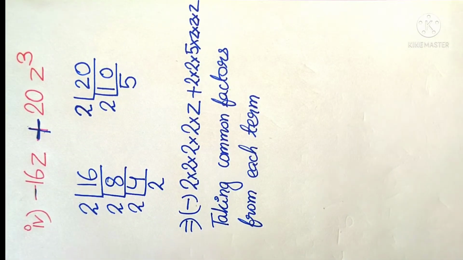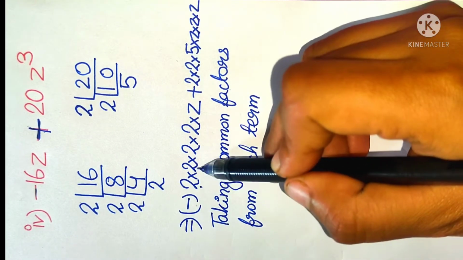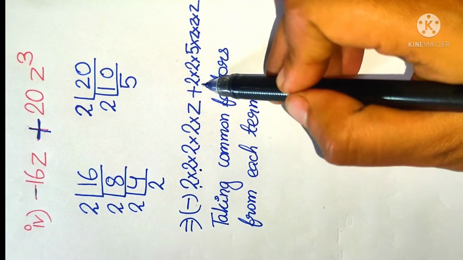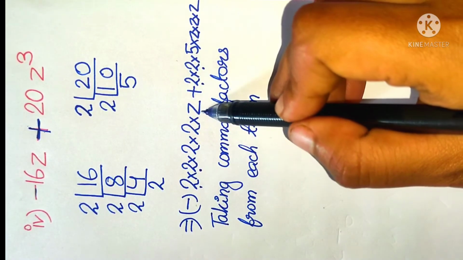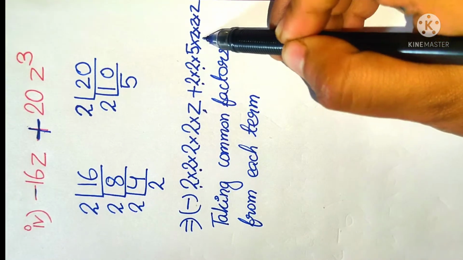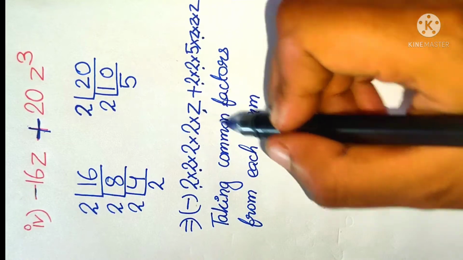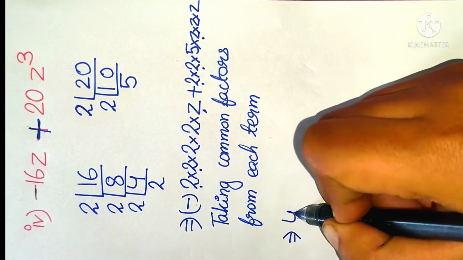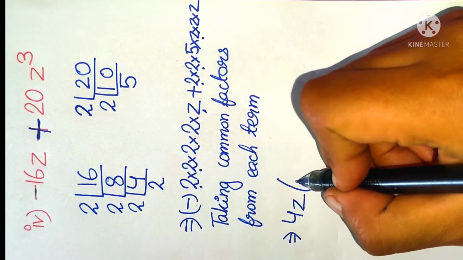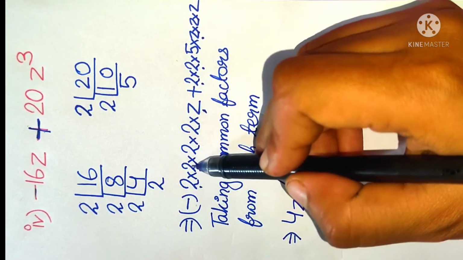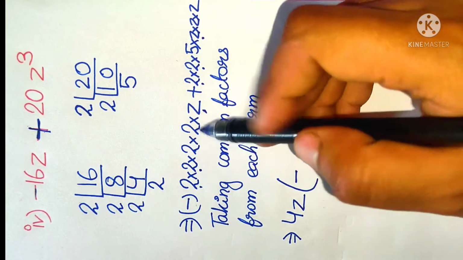Now taking common factors from each term. As you can see, here we have 2, here also another 2, here 2 into 2. So 4 is common in both the terms, and here the z variable is there, and here variable z is there. So we can take 2 into 2, 4 into z. So 4z we can take common. Okay, so you write 4z. We have minus here, so write minus as it is. We have taken 2 into 2, so we are left with this 2, this 2. So that is 2 into 2, 4.